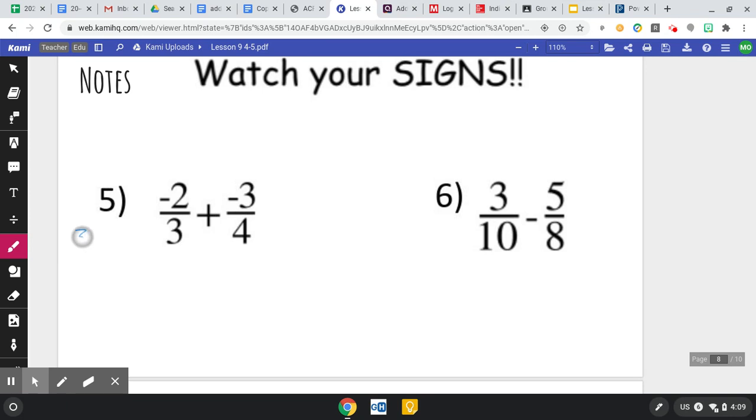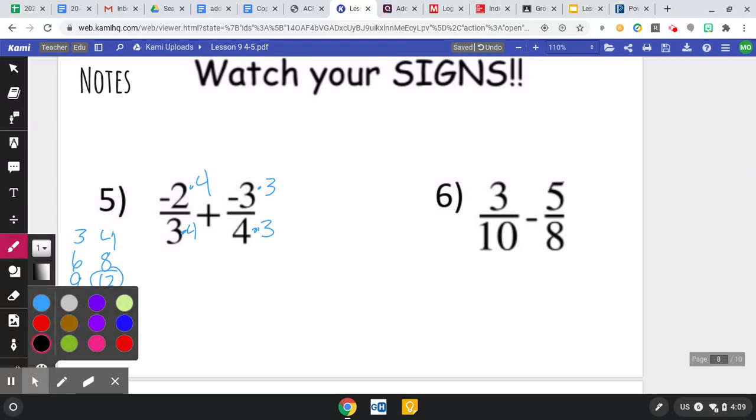Okay, so I need to think in my head, what are numbers that 3 and 4 both go into? So I have 3, 6, 9, 12, 15. Now let's think of our multiples of 4. 4, 8, 12. Oh, wait, there's a 12. So I want a common denominator of 12. So when I rewrite this, I multiply that by 4, and I multiply that by 3. And whatever you do to the bottom, you've got to do the top, or it's not the same fraction anymore.